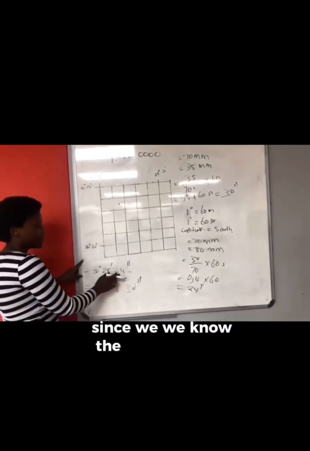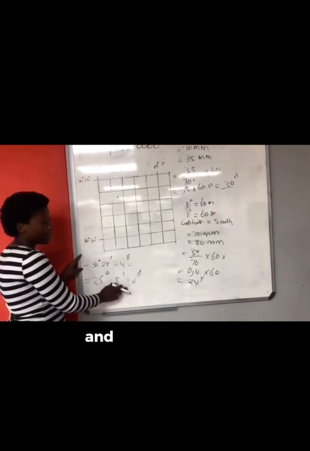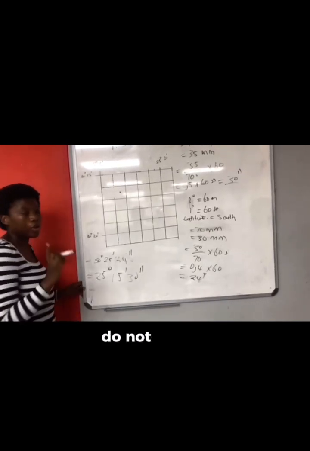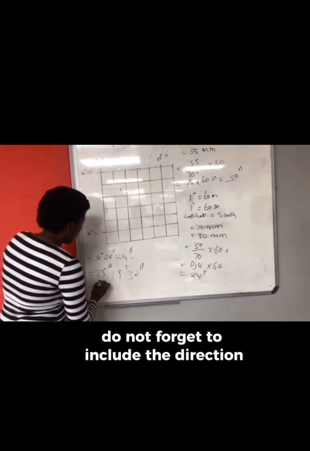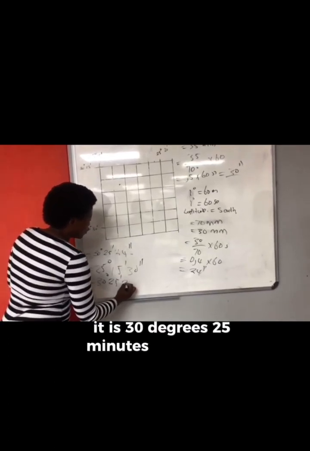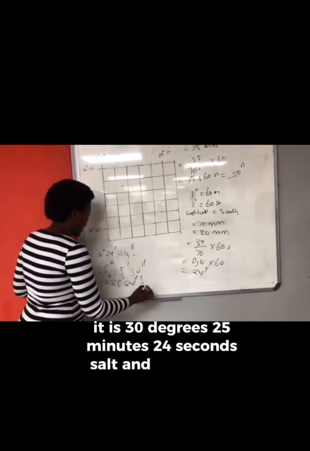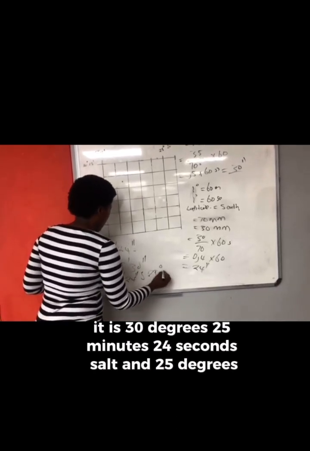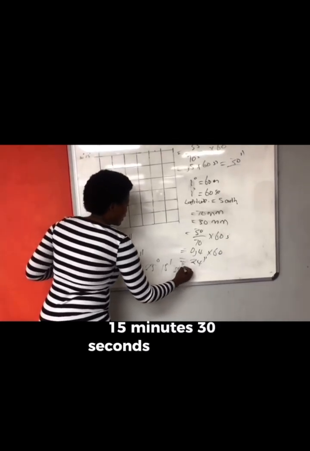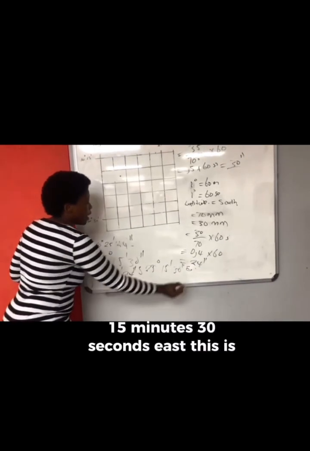Since we know the seconds from the latitude and the seconds from the longitude, we're going to write our total answer. Do not forget to include the direction. It is 30 degrees, 25 minutes, 24 seconds south, and 25 degrees, 15 minutes, 30 seconds east. This is our final answer.